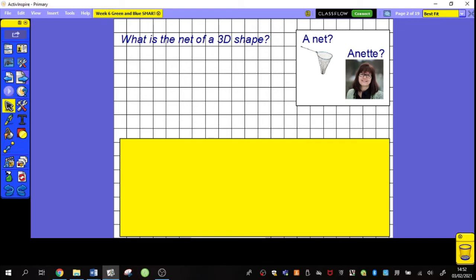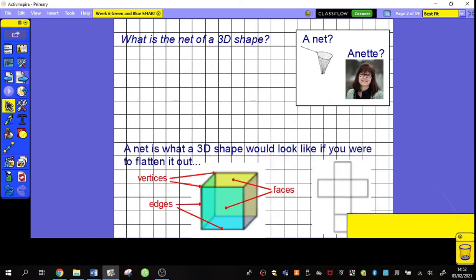Is it the net as in I'm going to fish with? Is it my friend a net? Have a think. So, a net is what a 3D shape would look like if you were to flatten it out.